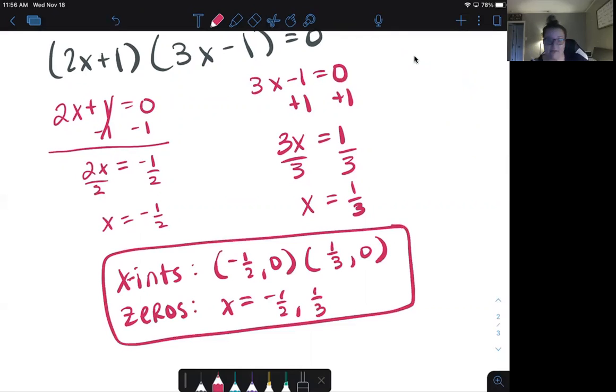So we did this example just to show that sometimes you will not get a whole number or an integer for your answers for your x-intercepts, and that's perfectly fine. It's okay to get a fraction. It's okay to cross the x-axis at a decimal. It's perfectly fine. All right.